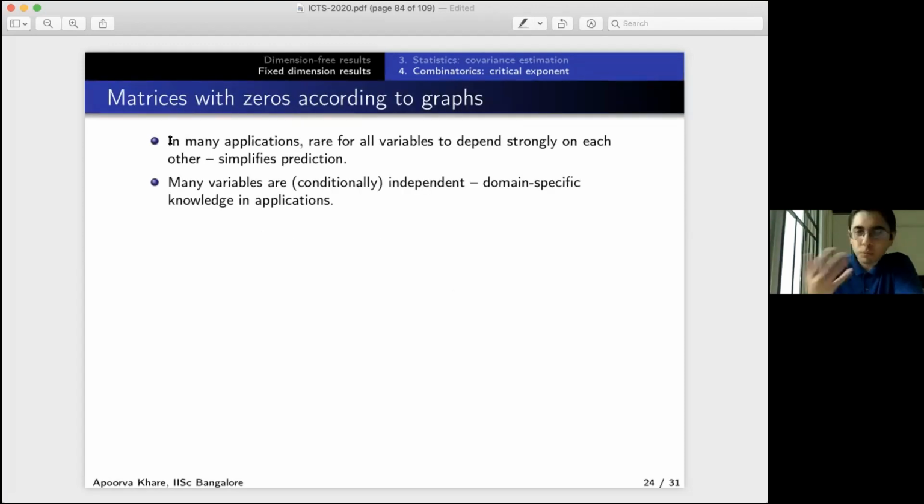Again, this was motivated by applications. In many applications, like the climate science example, you would find it rare for all variables to depend strongly on each other. And you sometimes even have domain-specific knowledge, like in graphical models, where your structure of random variables is governed by a graph. And so you say that if two vertices are not joined by an edge, then they are independent or conditionally independent, and that is part of the model itself. So naturally there, you would want to work with matrices whose zero patterns reflect that model.